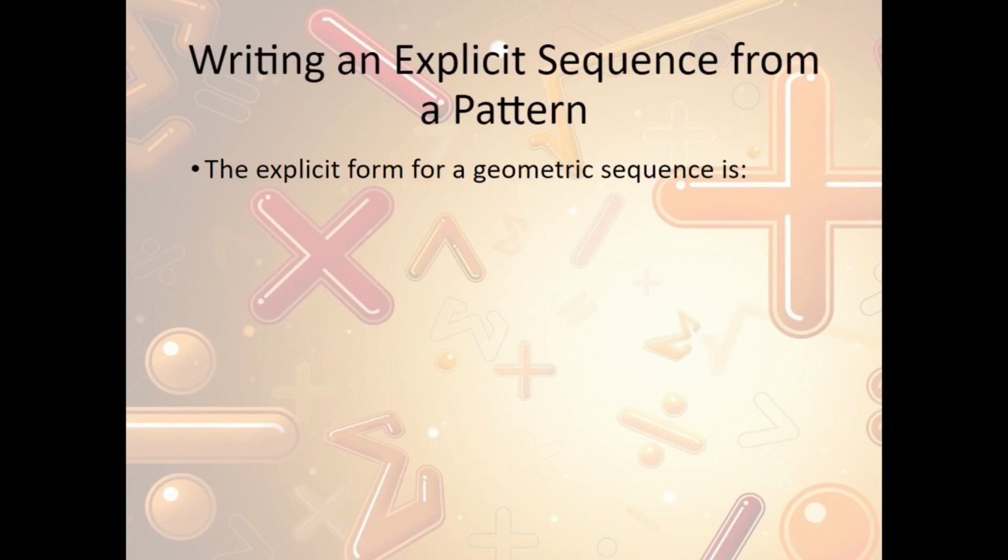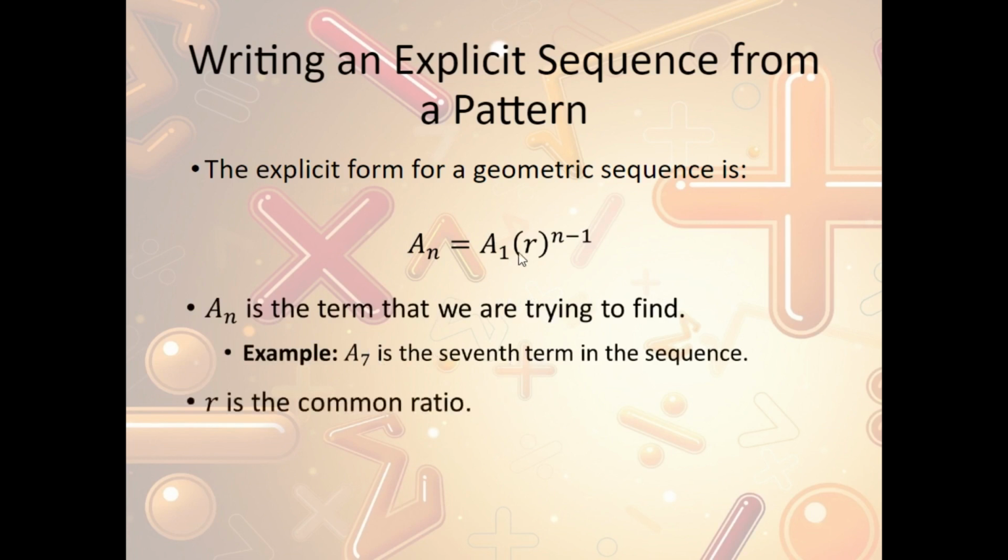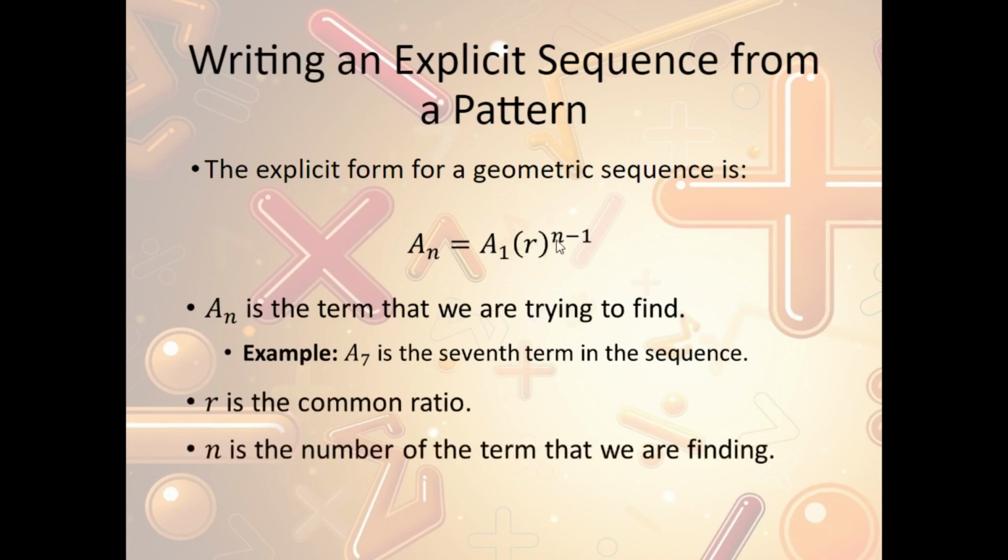Now let's talk about the explicit form for a geometric sequence. The explicit form looks like this. AN is equal to A1 times R to the n minus 1 power. AN in this case represents the term we are trying to find. For instance, A7 would be the 7th term in the sequence. R represents the common ratio. N represents the number of the term that we're trying to find. And A1 represents the first term in the sequence.